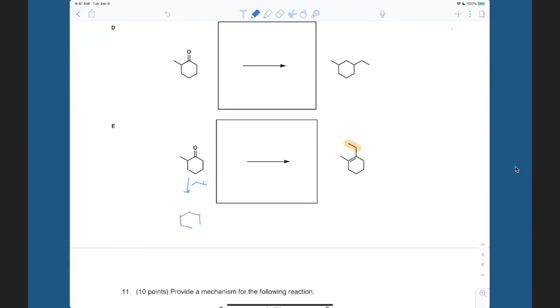After aqueous workup, we're going to get out this tertiary alcohol. And now in order to go to this double bond, we can use some sort of acid, H2SO4, to protonate this alcohol. This will go to the carbocation and it'll eliminate to the most stable double bond, which is certainly this tetrasubstituted olefin.